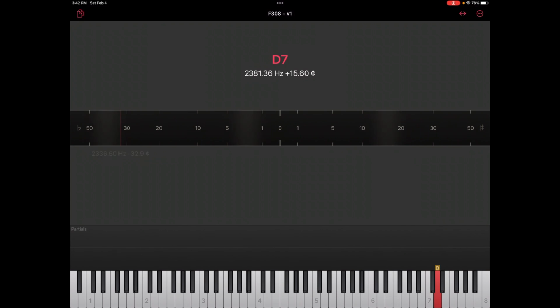And then when you actually play music on the piano, tune it all that way, everything sounds cleaner and better and brighter.